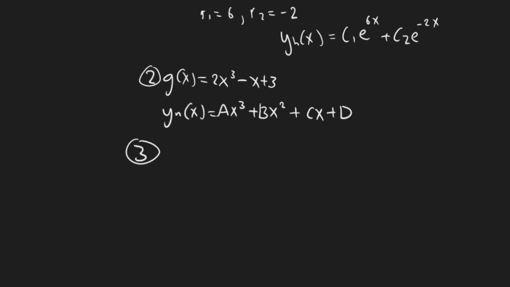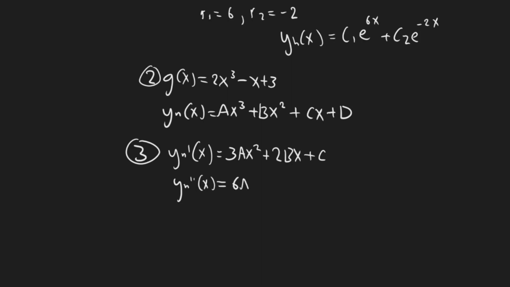Okay, so yn prime of x, that's going to equal, just using the power rule here, this is only a polynomial, so 3ax squared plus 2bx plus c. All right, that's going to be the first derivative, and so we can also take a second derivative here because our original ODE includes a second derivative.